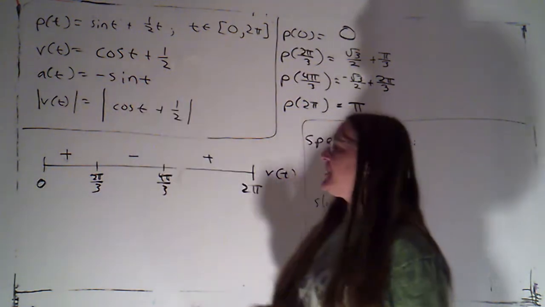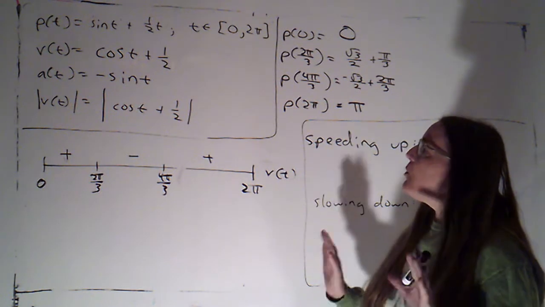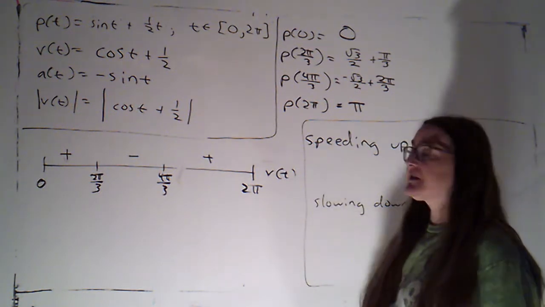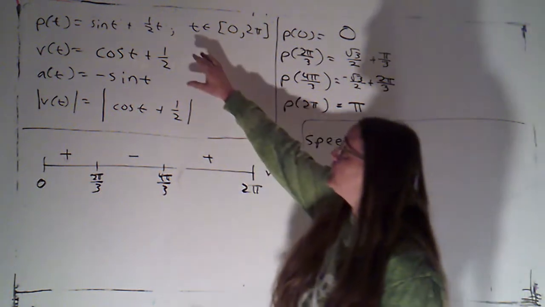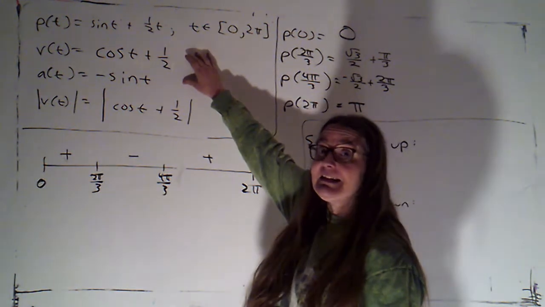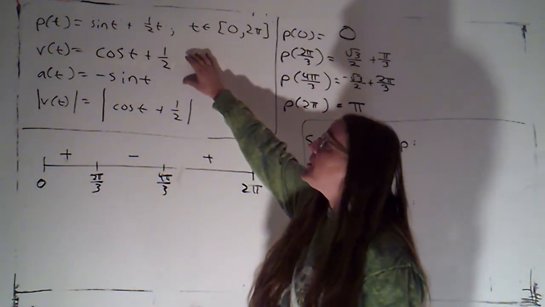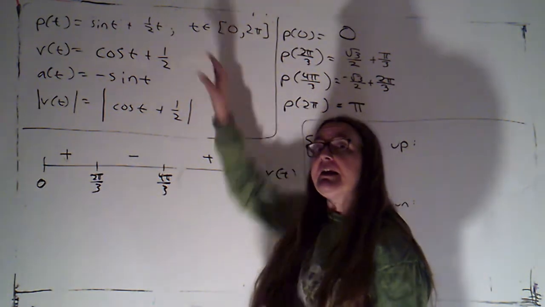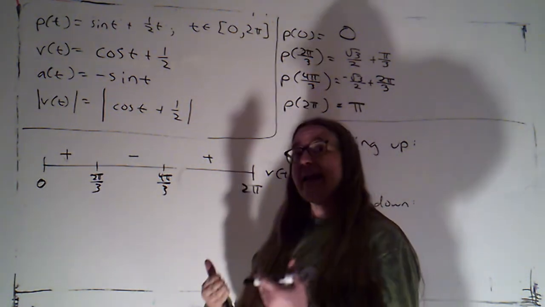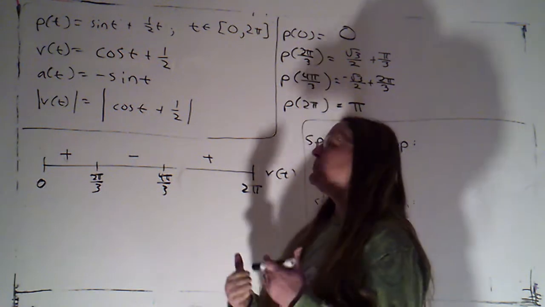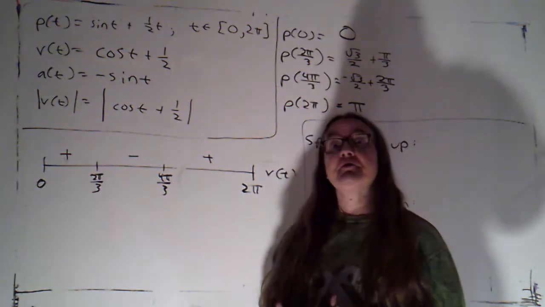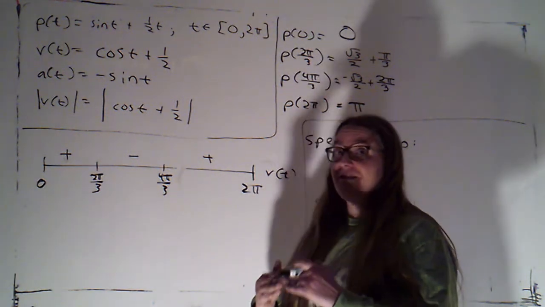Speed is the absolute value of velocity. So remember that in order to determine where a particle is speeding up and slowing down, we need to look at both the velocity and the acceleration. What we determined is that the particle will be speeding up if those two functions have the same sign. It will be slowing down if those two functions have the opposite sign.